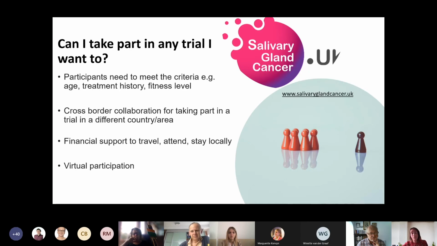Just by saying you want to take part in a trial, sadly, doesn't guarantee you a place. And then there are a multitude of complexities and issues around cross-border collaboration within your own country or area, but also between countries. And again, this is very important for rare cancer patients.